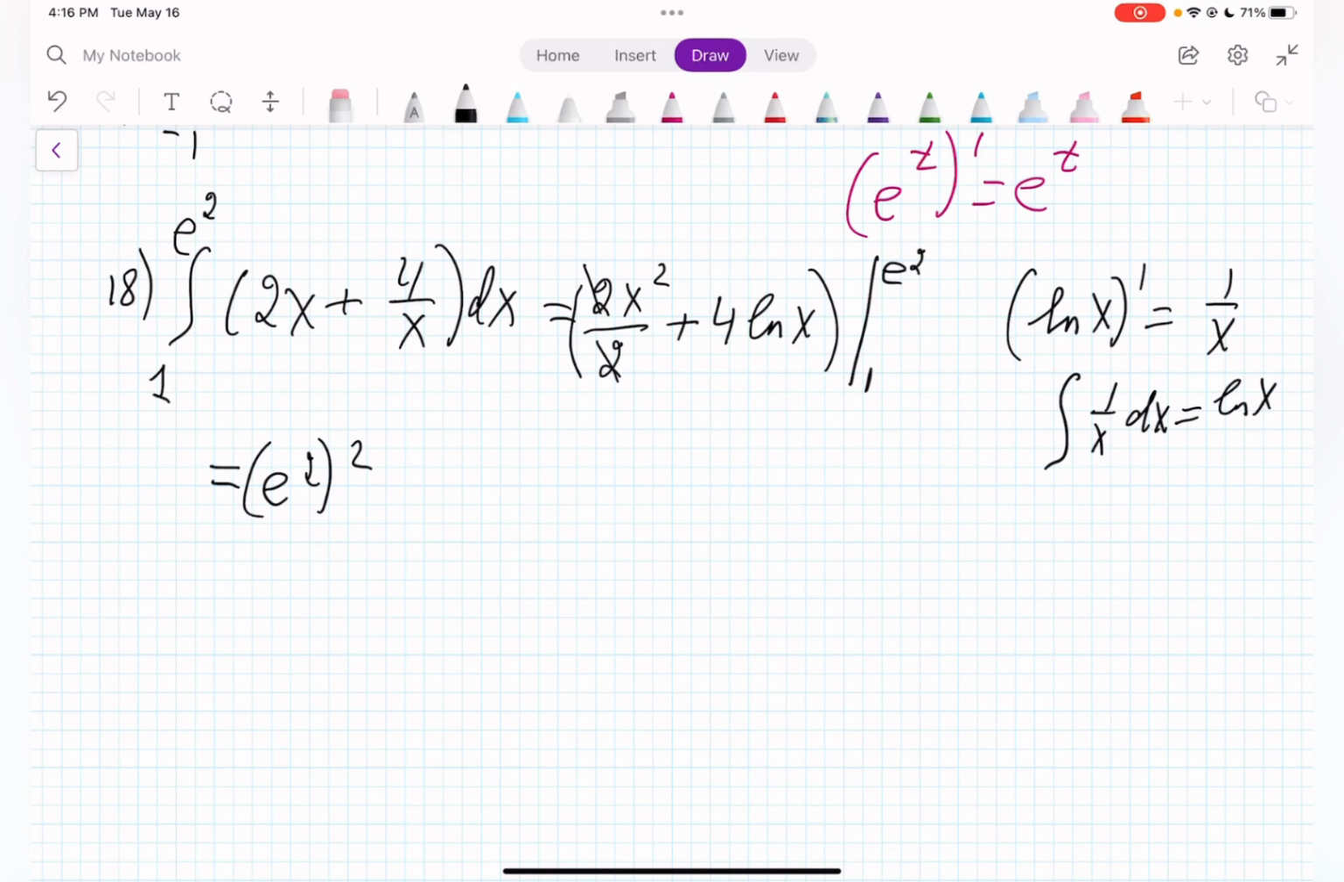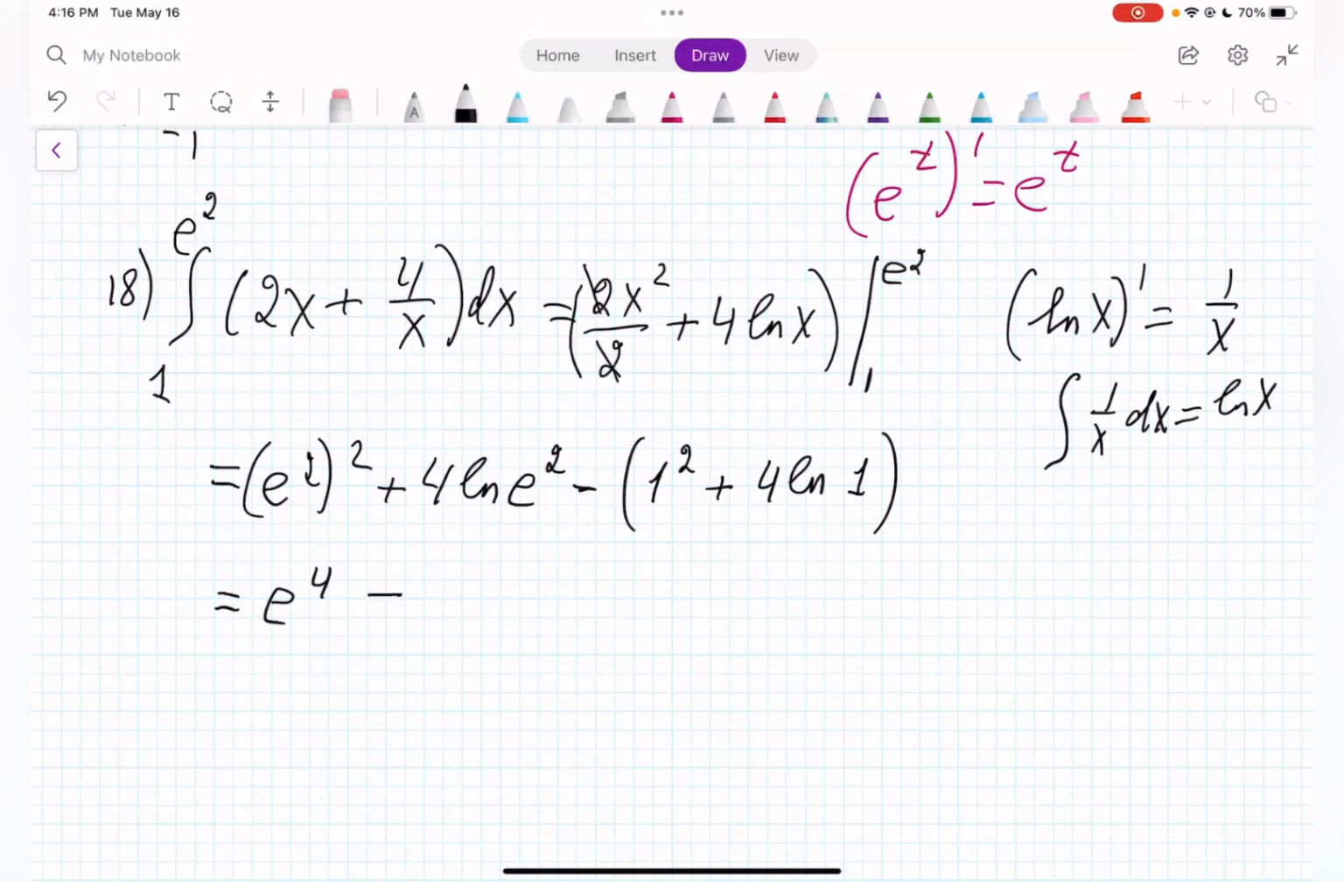And then plus 4 times natural log e squared, and then minus everything plugging with 1, it's going to be 1 squared, and then plus 4 times natural log 1. Okay, and we are getting e to power 4 plus 4 times, how much will be natural log e squared? When we have natural log e, that is equal to 1, right?